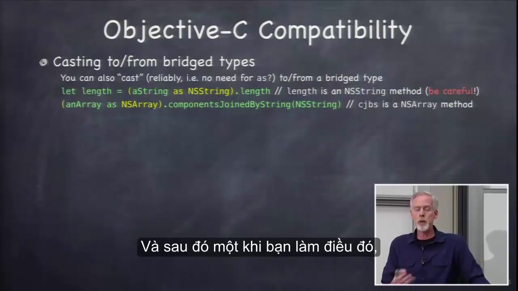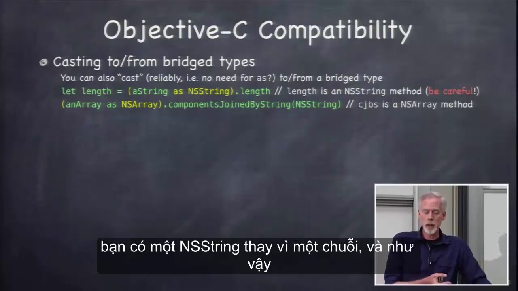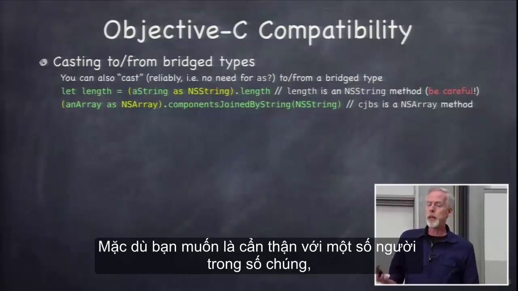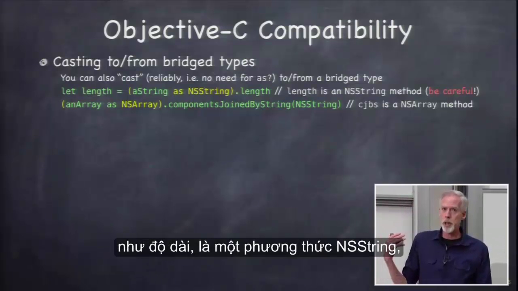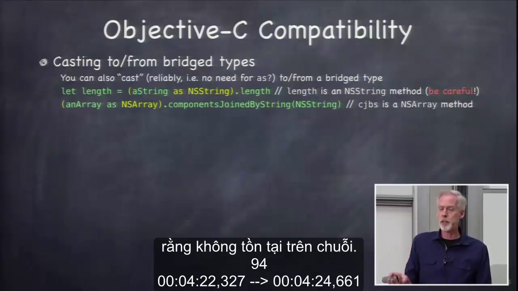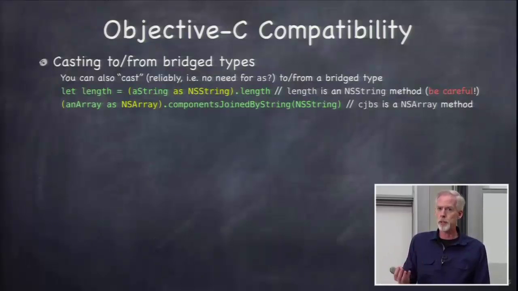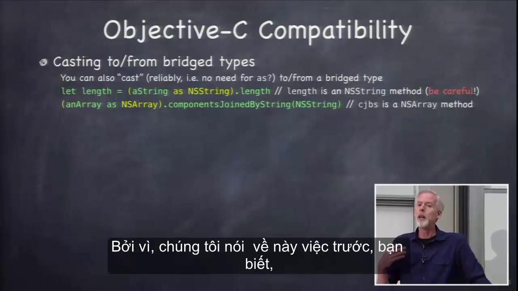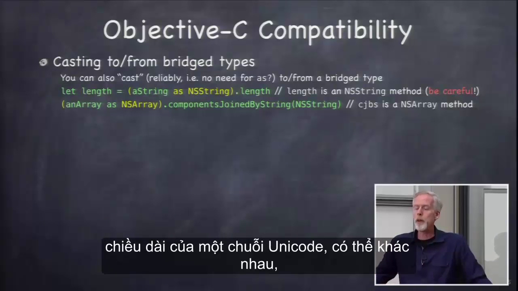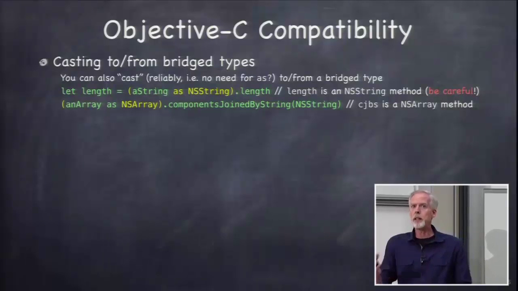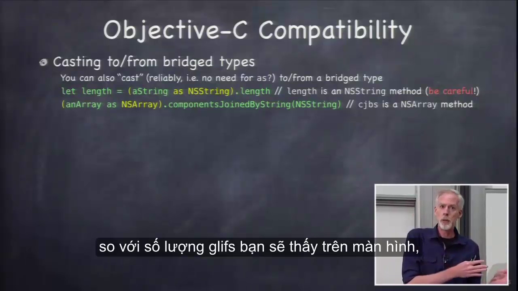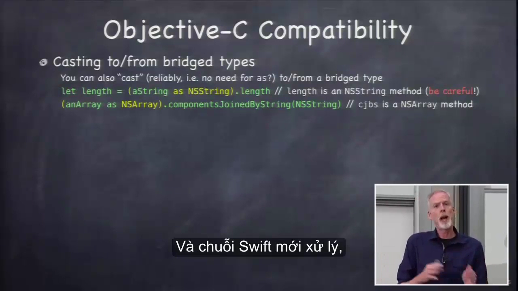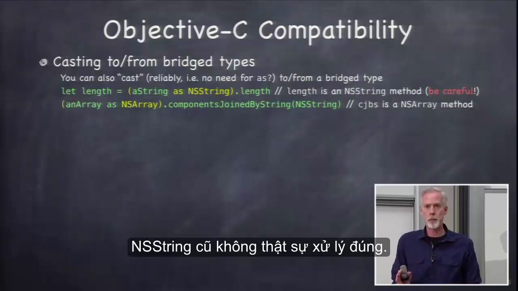And then once you do that, you have an NSString instead of a String, and so you can send it messages that are in NSString. Although you want to be careful with some of them, like length is an NSString method. That doesn't exist on String. It doesn't exist on String for a reason, because we talked about this before. The length of a Unicode string can vary compared to the number of glyphs you'll see on screen. And the new Swift String deals with that, and the old NSString doesn't really deal with that properly.